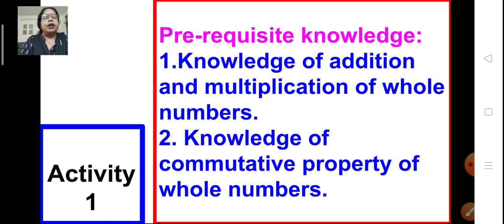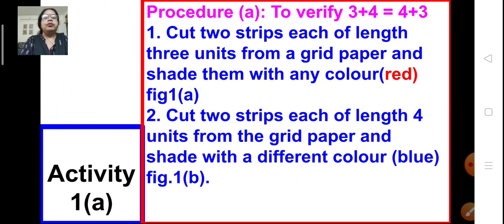Now, you have to write the prerequisite knowledge, that is the knowledge of addition and multiplication of whole numbers and the knowledge of commutative property of whole numbers. After that, we are going to write the procedure for first part of the activity, that is procedure A, to verify 3 plus 4 is equal to 4 plus 3.